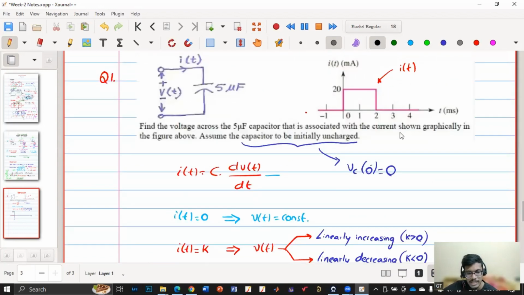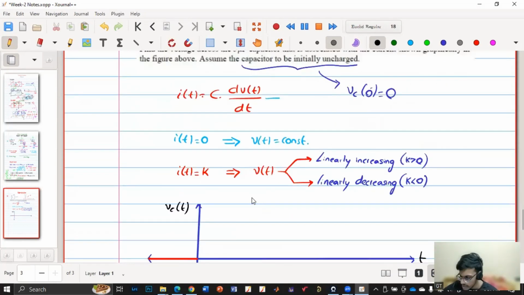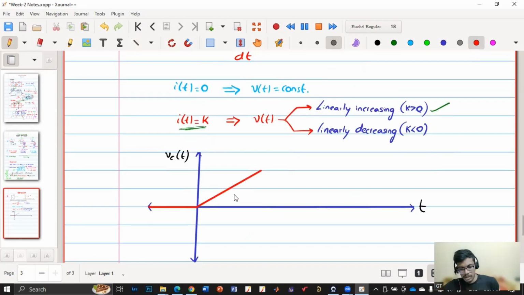Yes. So in this region from 0 to 2 millisecond, i of t is constant. And not only that, the constant value is positive. So my V of t will be linearly increasing till 2 millisecond. So I will draw it again. See, it is linearly increasing till 2 millisecond. What value it will increase to, that will come back. But we'll assume that it has linearly increased to some value, and this is 2 millisecond.